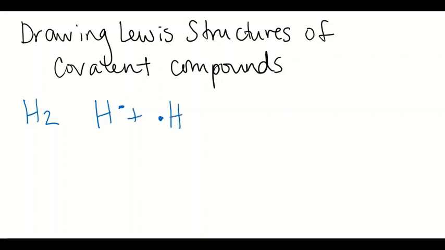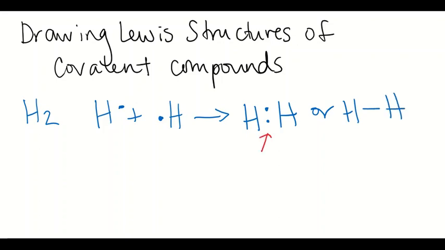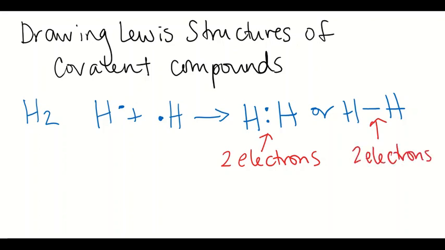So if we put these guys together, we get this or this. So this represents two electrons, and this line also represents two electrons. So those are bonding electrons. And you can draw it either way. Typically, we draw it with this line to represent the bonding electrons in any given element.